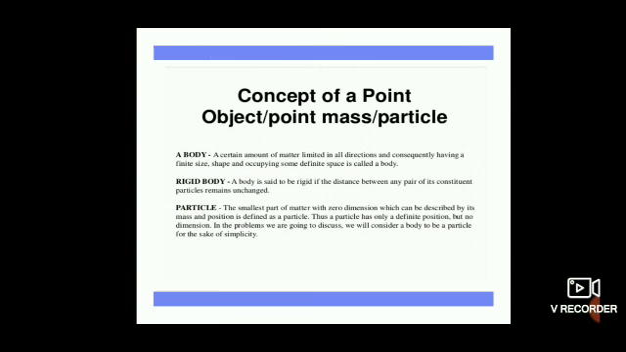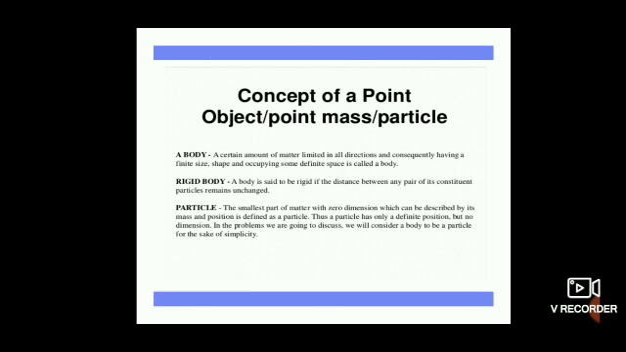Now let us go through some of the definitions. A body is a certain amount of matter limited in all directions and consequently having a finite size and shape, occupying some definite space, called the body. For example, we can consider a cone, a solid sphere ball, a cylinder, etc. They have a definite shape and size, and they occupy some definite space.